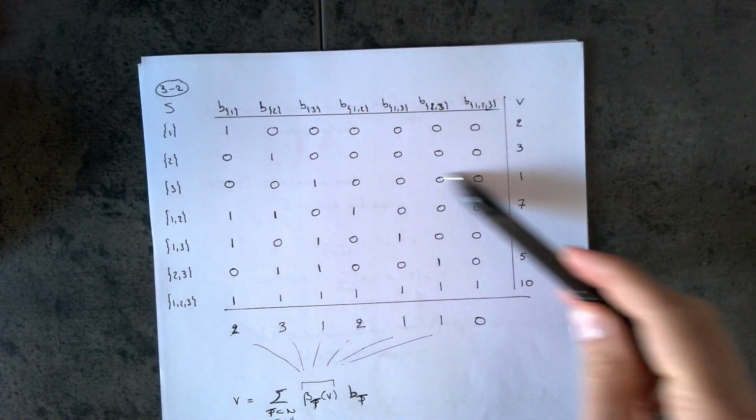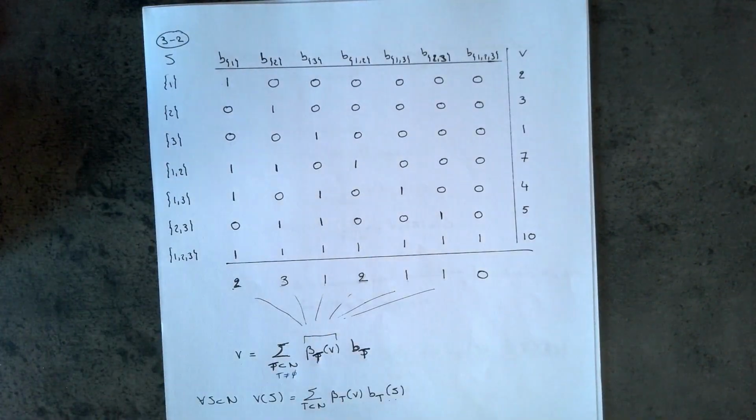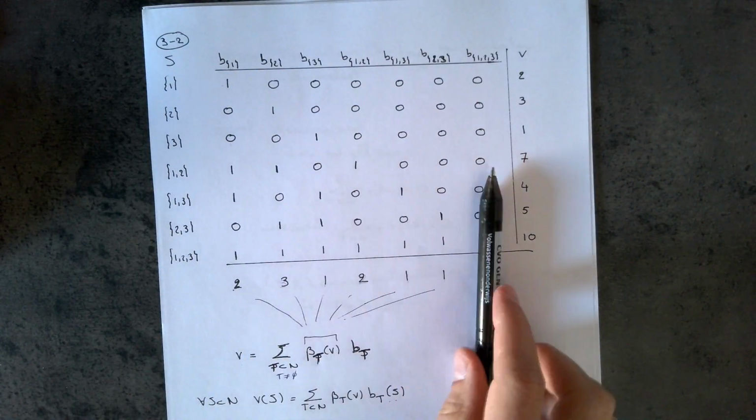In other words, for a given coalition, so if you look at a given row, then V(S), which is here this number, can be written as the linear combination of beta_T(V) times B_T(S). And here, importantly, this beta_T(V) is independent of S in the sense that it's the same for every possible coalition. So this coefficient doesn't depend on the coalition S.